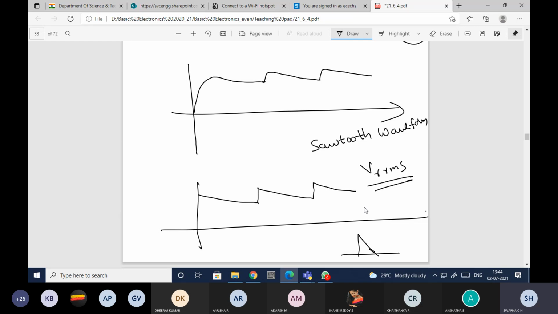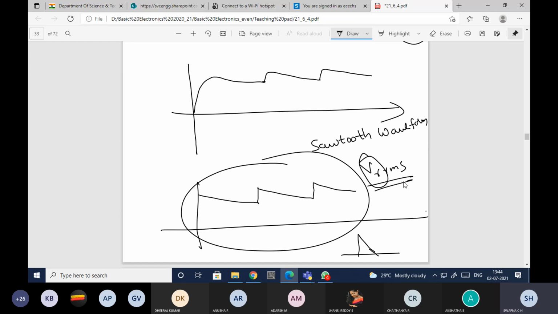Have you understood my question? Yes, ma'am. My question is, first this is my output waveform. It looks like the sawtooth waveform, so I have taken the sawtooth waveform representation. If you observe, this sawtooth waveform looks like the triangular waveform. So we need to find the RMS value. In general, how will you find the RMS value?